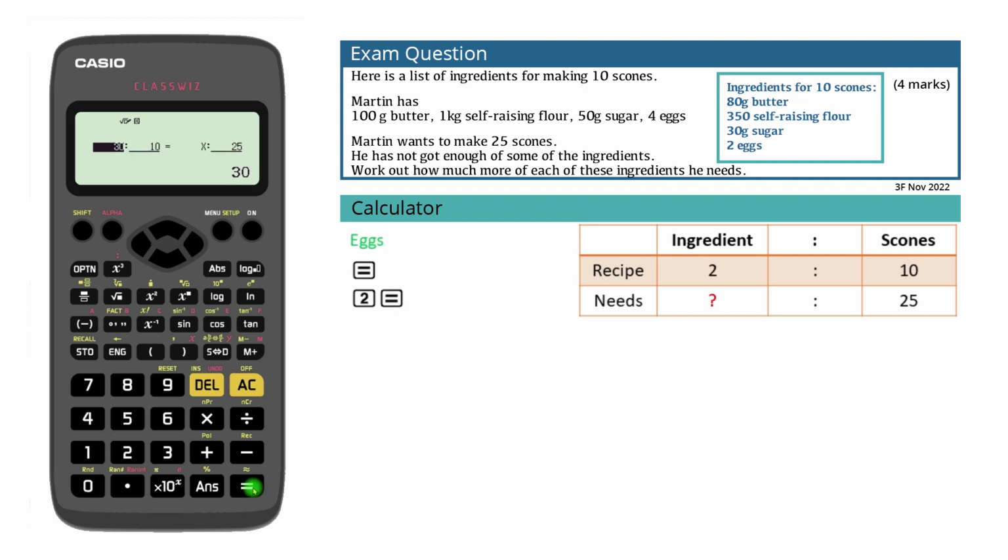Lastly, press equals for the ratio for the final ingredient, eggs. Enter 2 and press equals. The other two numbers are there, so we can solve the ratio by pressing equals. Martin needs 5 eggs. He already has 4. So 5 minus 4 is 1, and therefore he needs just 1 egg, which is the answer.